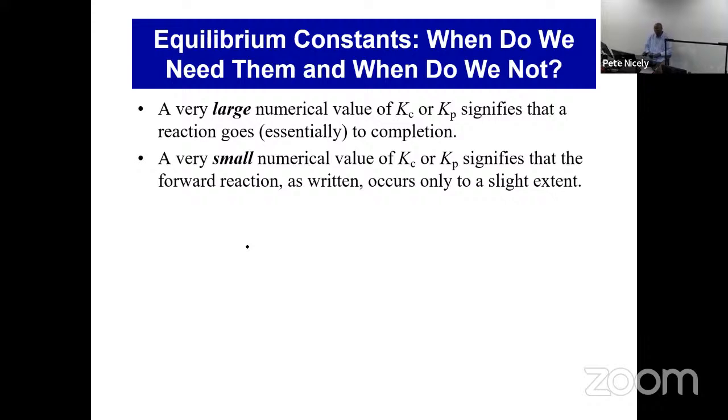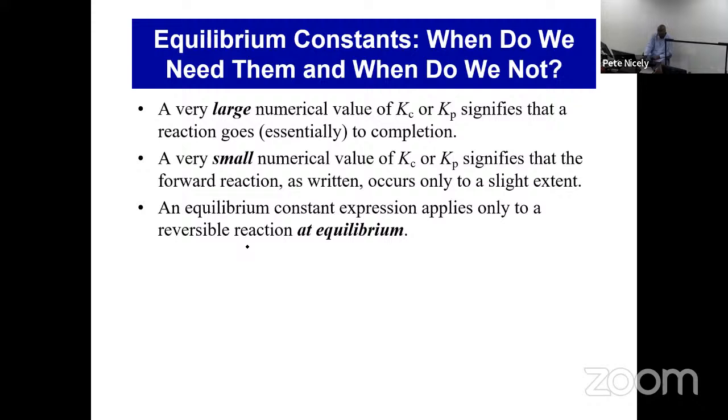On the other hand, the opposite is true. In other words, if Kc or Kp is small, then basically the reaction favors the reactants, and therefore the amount of products that will be present at equilibrium will be very, very small. All right, and that's going to be very important when it comes to predicting the direction that a reaction would go to achieve equilibrium.